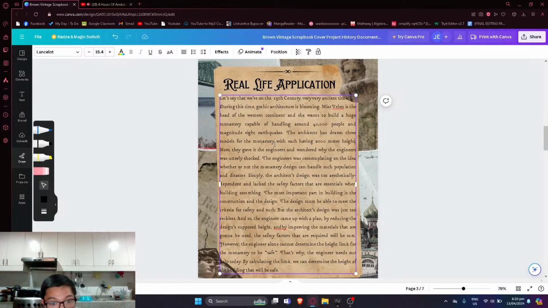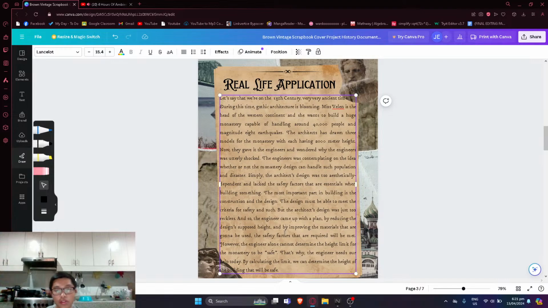Now they gave it to the engineers. The most important thing in building is the construction and design. A design must be able to meet the criteria for safety and such. The architect's design was just reckless, and so the engineer came up with a plan by reducing the design's supposed height and by improving the materials that are going to be used. The safety factors were required to be met.